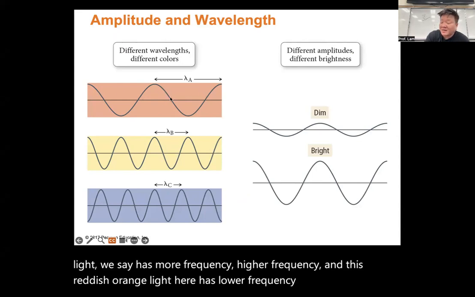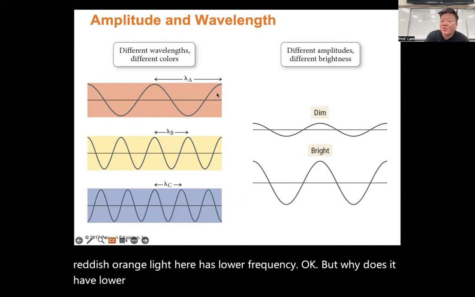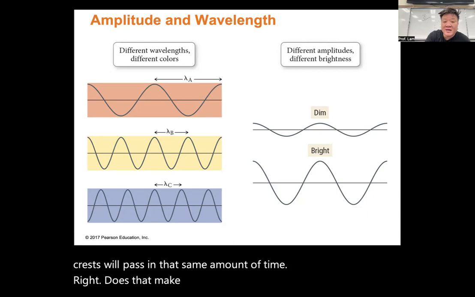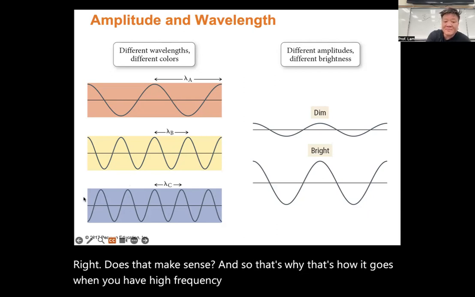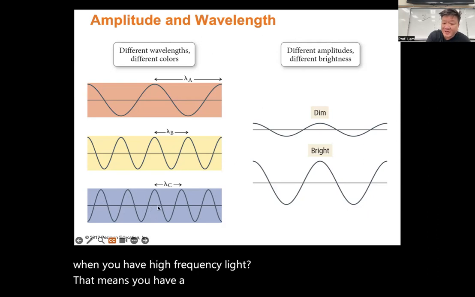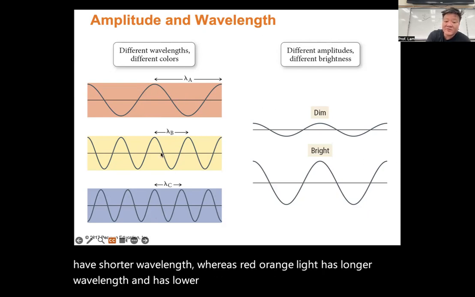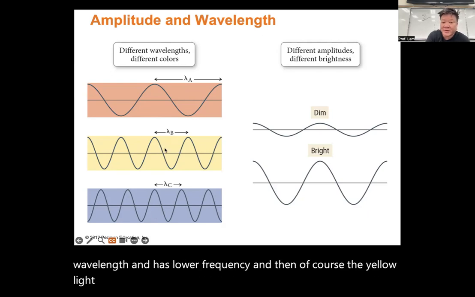Okay. But why does it have lower frequency? Because its wavelength is longer. So fewer crests will pass in that same amount of time, right? Does that make sense? And so that's how it goes. When you have high frequency light, that means you have a shorter wavelength of light. So blue lights have shorter wavelength, whereas red orange light has longer wavelength and has lower frequency. And then of course the yellow light is in between, right? Somewhere in between.